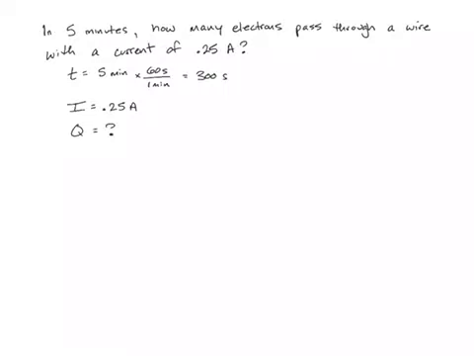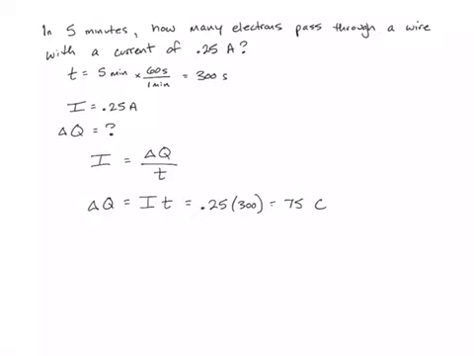So the first thing I'm going to do is write down my original equation and rearrange it for the unknown. So as you can see, I've written down that I equals delta Q over T, multiplied by T to solve for delta Q, which equals I times T. So for this problem, all I need to do is multiply 0.25 times 300, and what that's going to tell me is that 75 coulombs of charge would pass through the wire during 5 minutes of time.